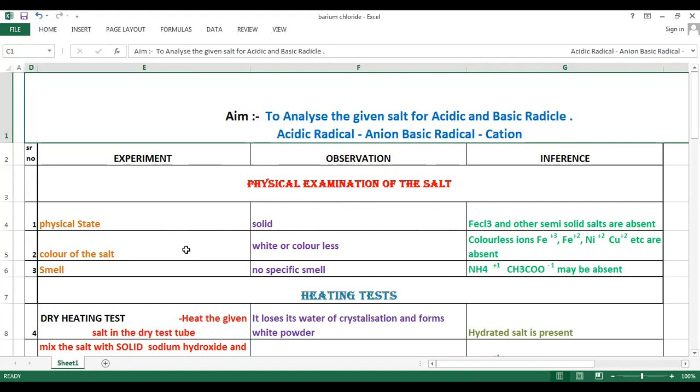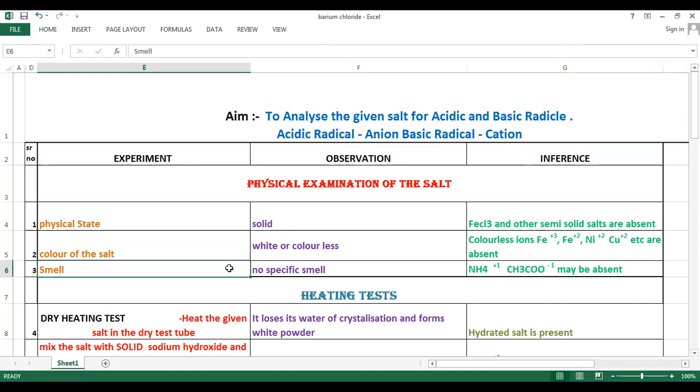We have the color of the salt. The color of the salt is either white or we can say it is a colorless salt. So colored ions such as Fe+2, Fe+3, Ni+2, Cu+2 are absent. When we smell this salt, there is no specific smell we feel. That is why the ions which give a specific smell to the salt, like NH4+ or CH3COO-, are absent. Now we shall study the heating test.